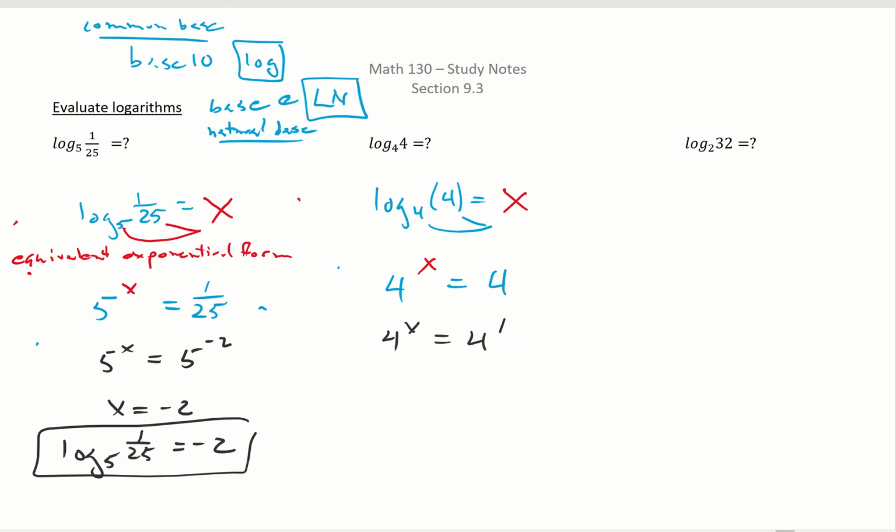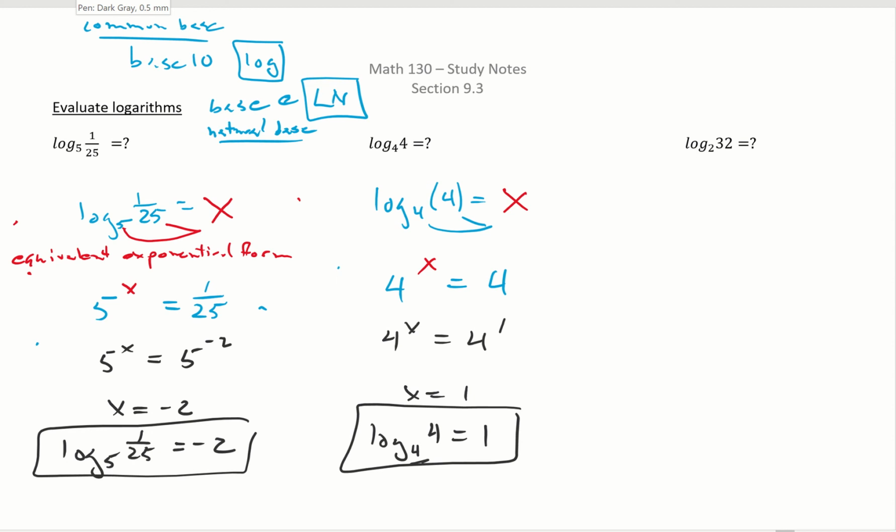Actually, it reminds me of section 6 where there's a property that says if the bases are equal to each other, the powers have to be equal to each other. So we could say x is equal to 1, and therefore log base 4 of 4 equals 1. And that's one of the properties in the next section. A basic property is this one. In other words, 4, the base, to the power 1 equals 4.